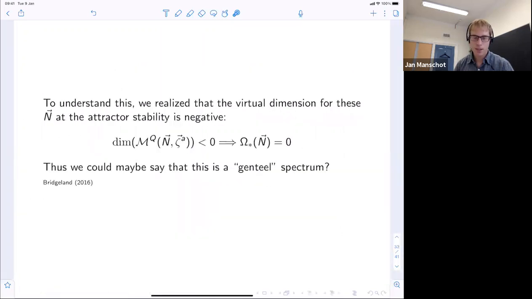Okay, so that of course begs for an explanation, and what we found is that if you go to the attractor stability, so this is in a sense the opposite from the canonical stability we are considering, then there will be another set of maps which will be set to 0, and you will find a different dimension for the moduli space. And in fact, you will find that it is negative. So in hindsight, this indicated that the attractor indices should be 0. And using terminology from Tom's paper from 2016, maybe we could call such a spectrum a gentle BPS spectrum.